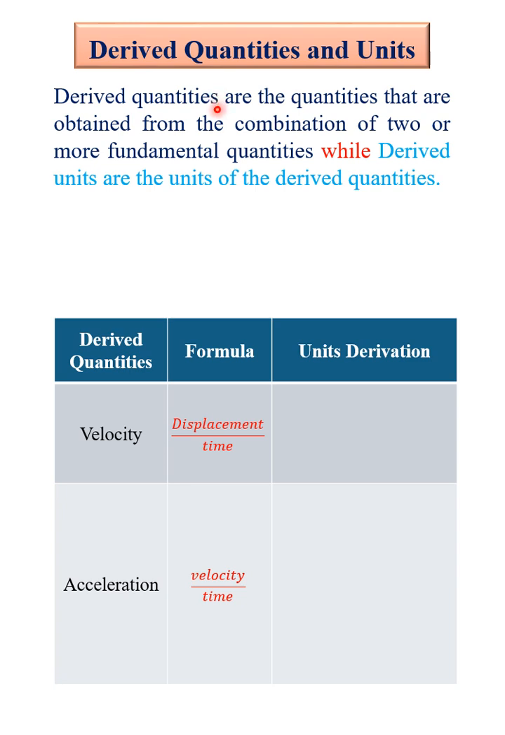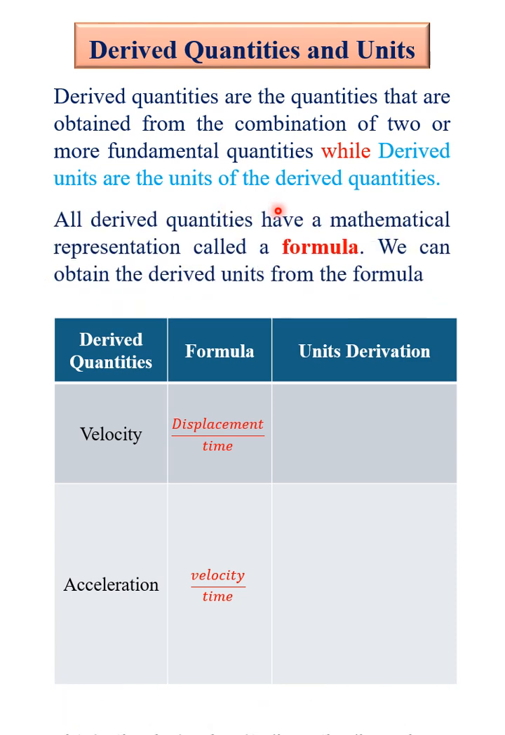So today, in this video, we're going to be looking at the derived quantities and their units. So what are the derived quantities? The derived quantities are the quantities that are obtained from the combination of two or more of the fundamental quantities, while the derived units are the units of the derived quantities. So in physics, there are so many formulas, and all of these formulas are mathematical representations of the derived quantities. So we can say that all derived quantities have a mathematical representation called a formula, and we can obtain the derived units from this formula.